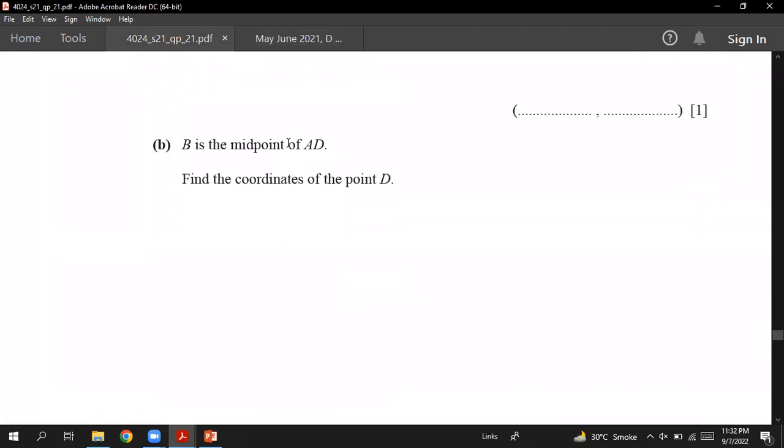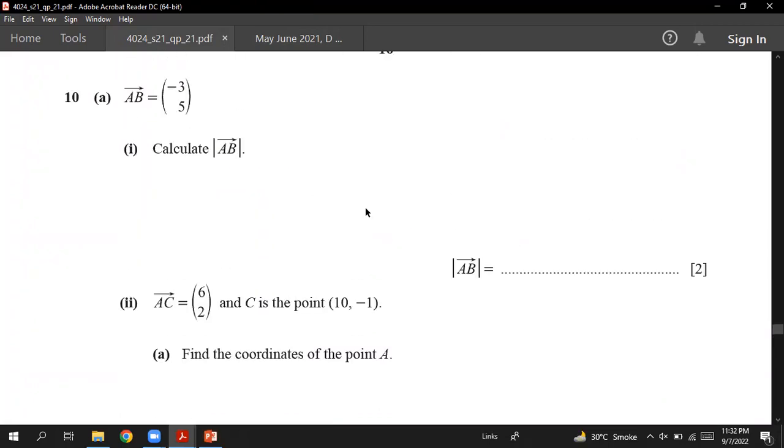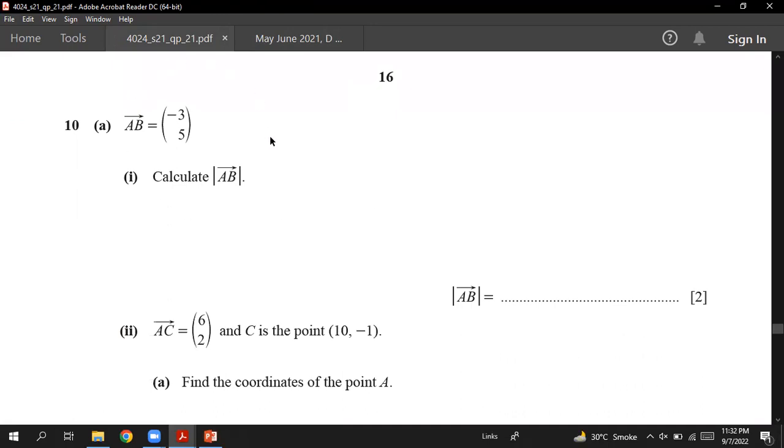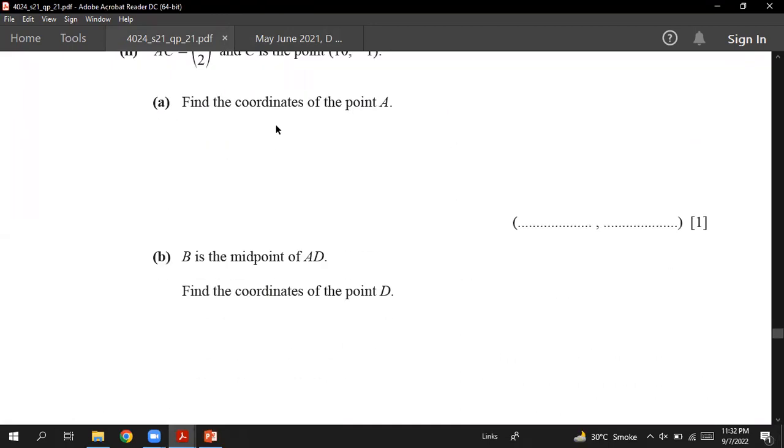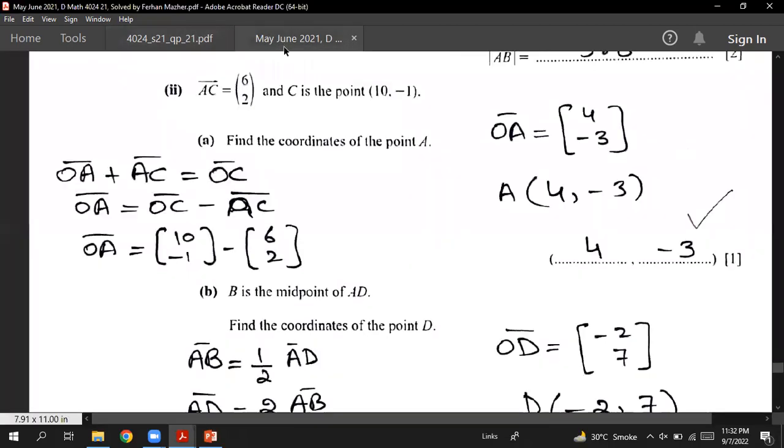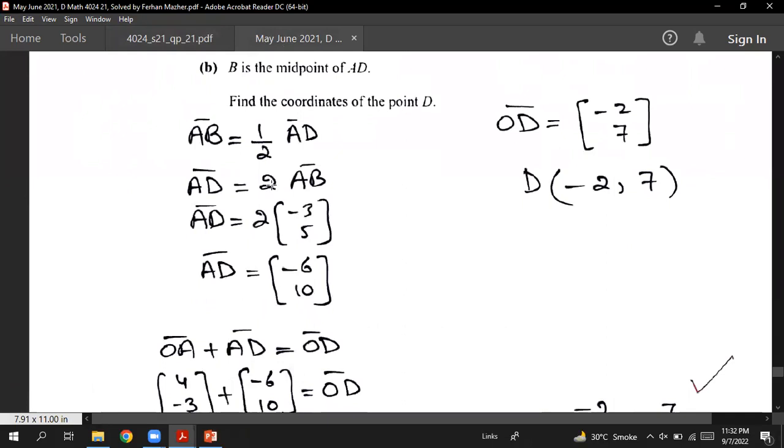Then he says B is the midpoint of AD. Find the coordinates of the point D. Okay. B is the midpoint of AD. So according to the vector, AB will be equal to 1 by 2 of AD. So AD will be 2 times AB. I know the column vector of AB, that's minus 3, 5. So AD will be equal to minus 6, 10.